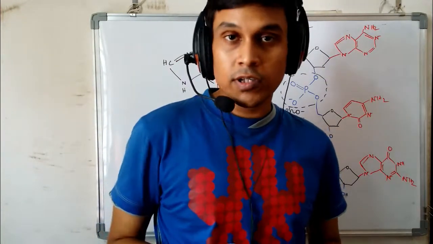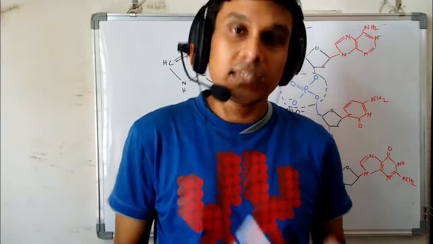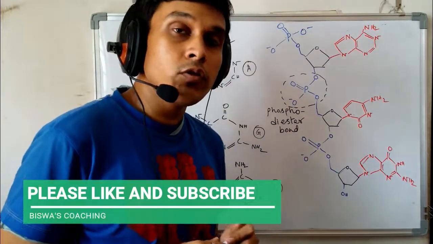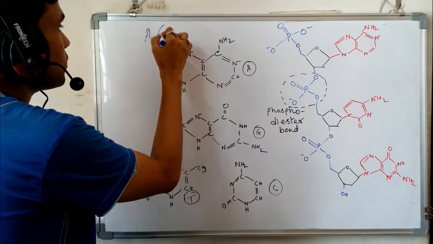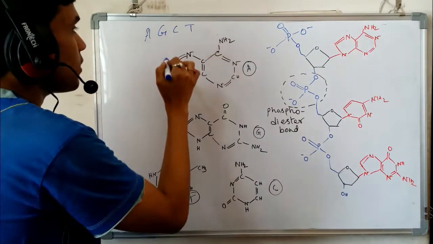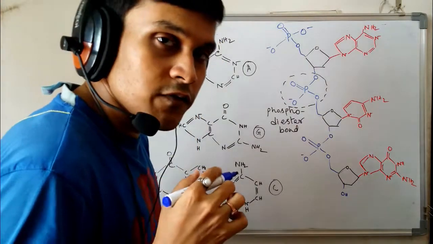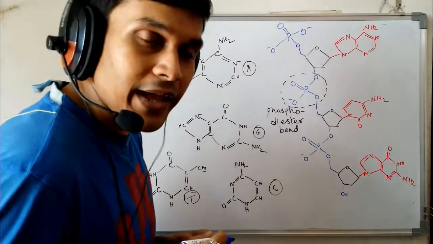So today I am going to discuss the acidic nature of DNA. Why is DNA acidic? You know DNA is made up of 4 nucleotides, that is adenine, guanine, cytosine and thymine. But often I see students confuse the terms nucleotide and nucleobase.